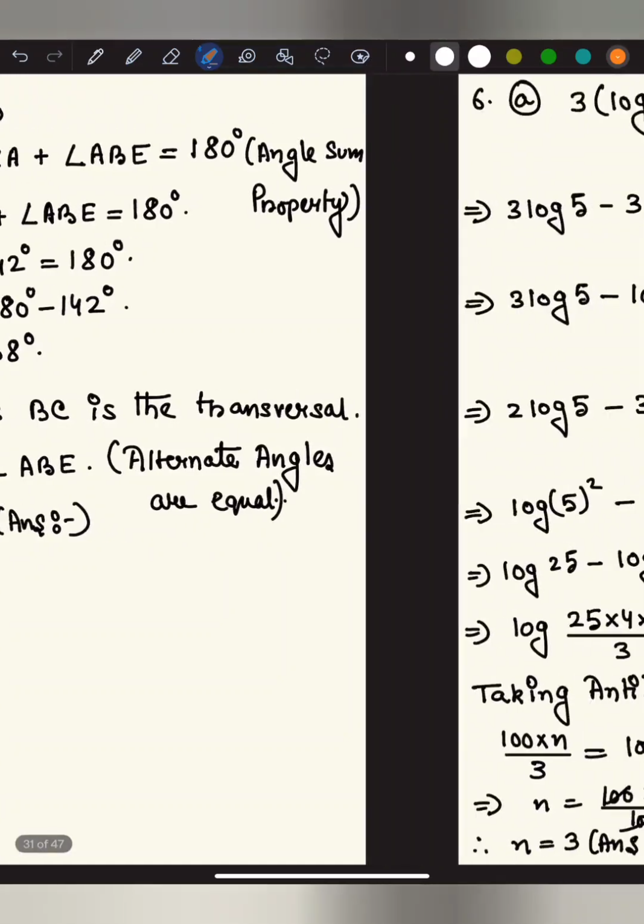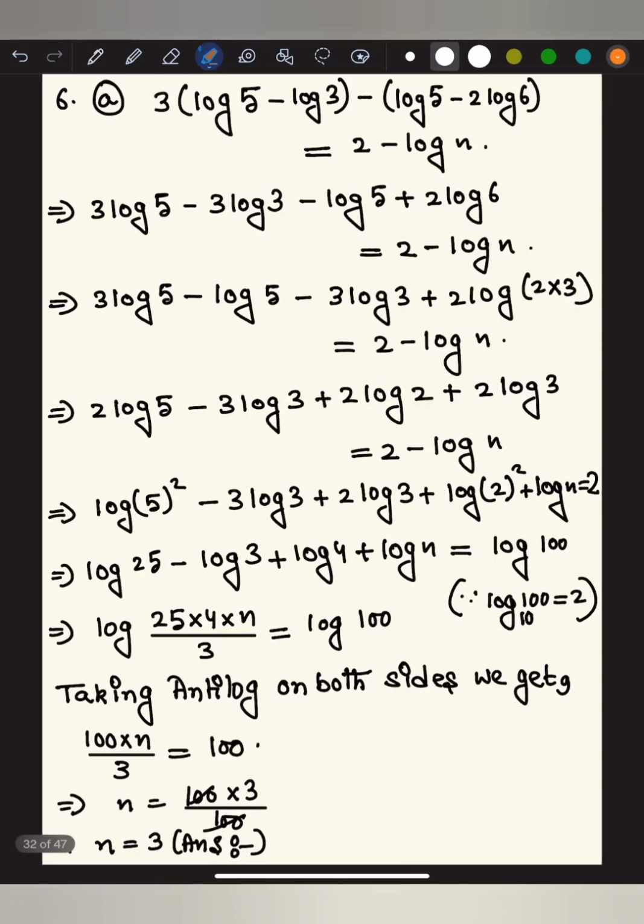Okay, let's come to question number 6, subpart A. We are given here that 3 into log 5 minus log 3 minus log 5 minus 2 log 6 is equal to 2 minus log n, and we need to find out the value of n, right?